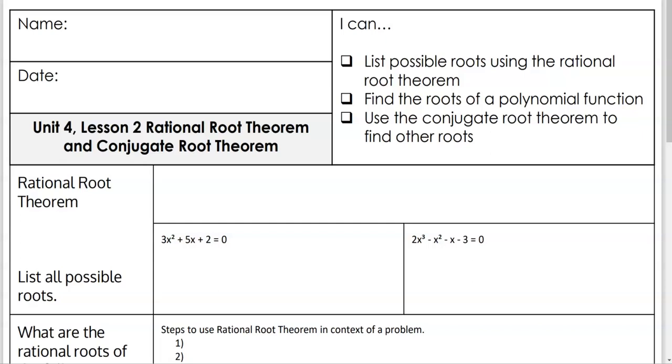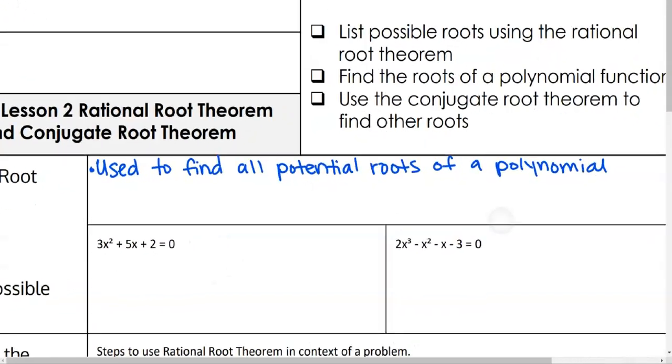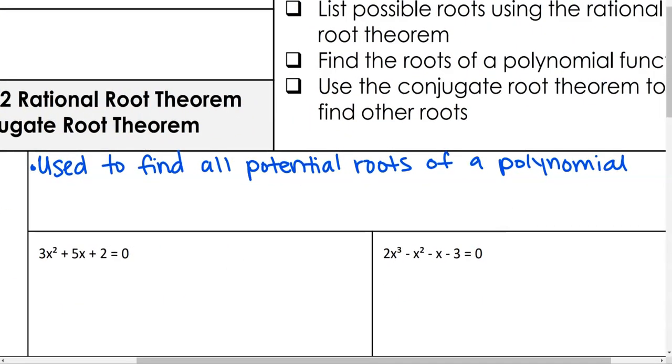So first off, rational root theorem. It is used to find all potential roots of a polynomial. Okay, that's how we use it.